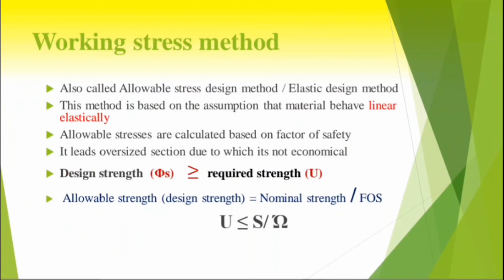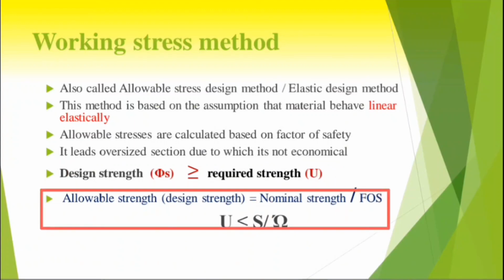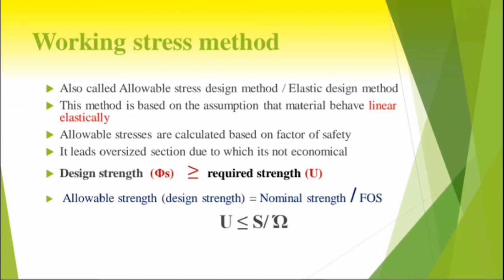So here in the working stress design method, the allowable strength, also called design strength, is equal to the nominal strength divided by the factor of safety. If the nominal strength is 50, then we will divide by 2, or something like 1.5 factor of safety, and we will get the allowable strength. Means if the nominal strength is 50 and the factor of safety is 2, then the allowable strength is 25. If it goes beyond that, the structure may fail.